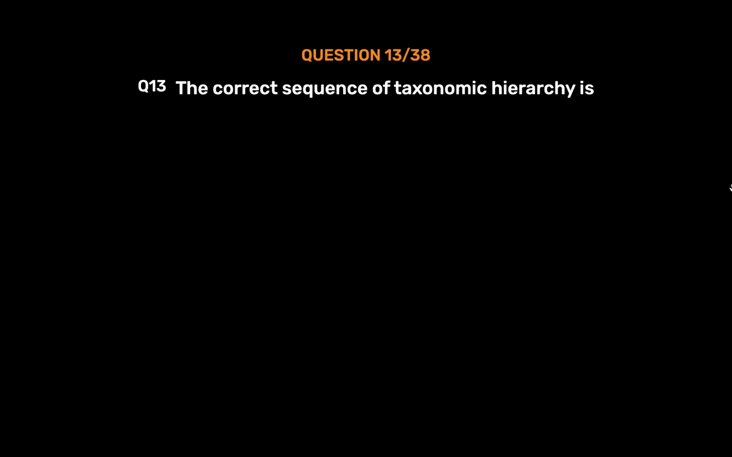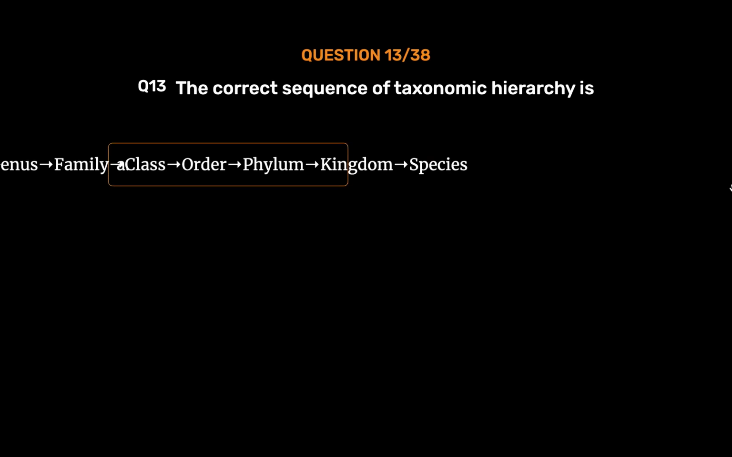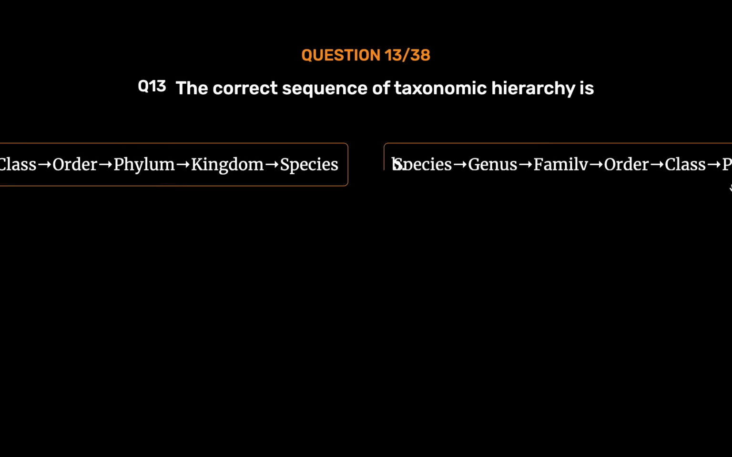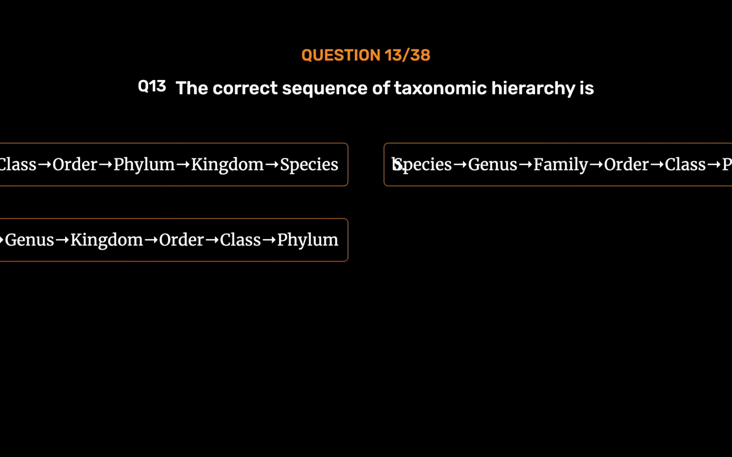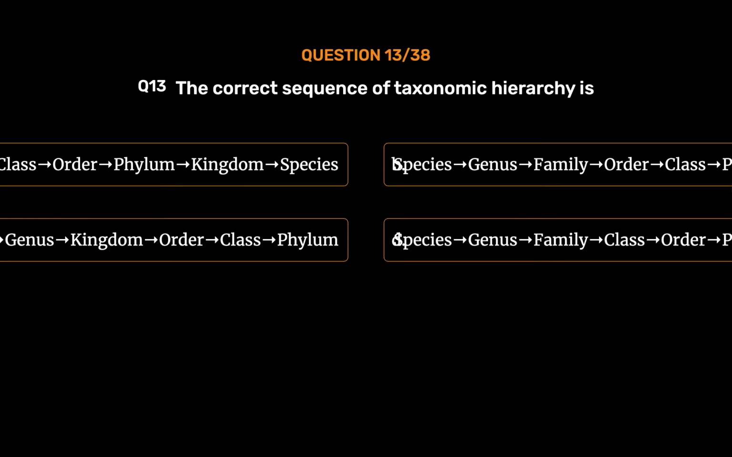34I2. Question number 13. The correct sequence of taxonomic hierarchy is Option A. Genus, family, class, order, phylum, kingdom, species. Option B. Species, genus, family, order, class, phylum, kingdom. Option C. Species, family, genus, kingdom, order, class, phylum. Option D. Species, genus, family, class, order, phylum, kingdom. The correct answer is Option B. Species, genus, family, order, class, phylum, kingdom.